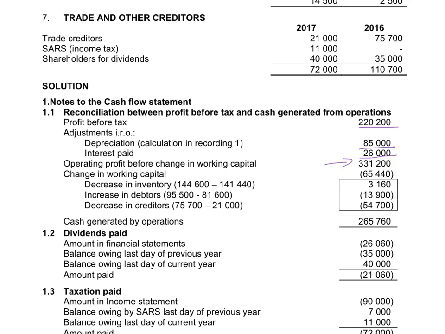Now we will look at the change in working capital. That consists of your current assets and current liabilities. They are recorded in the balance sheet, so we will go to the balance sheet to determine the figures.